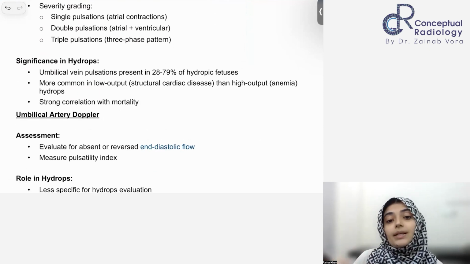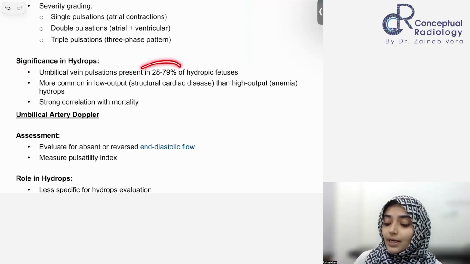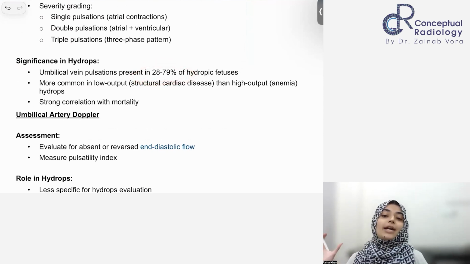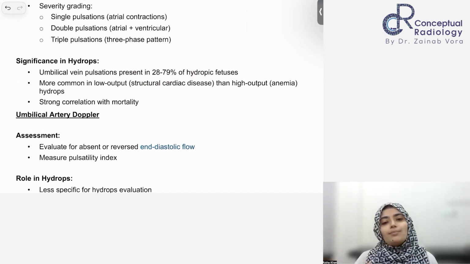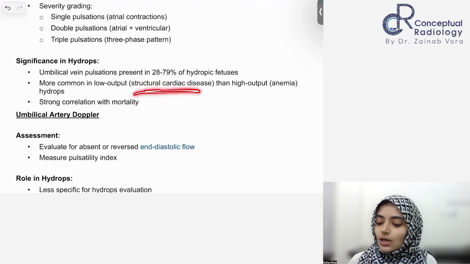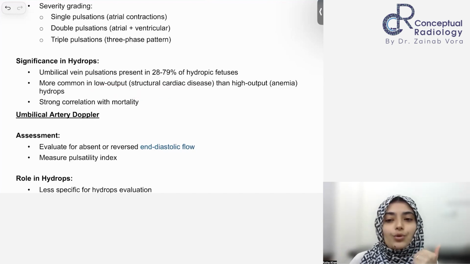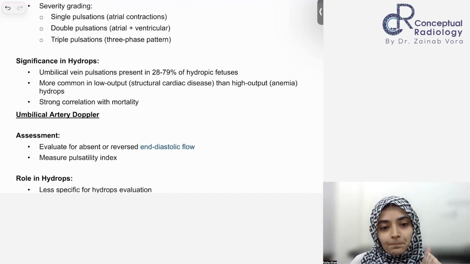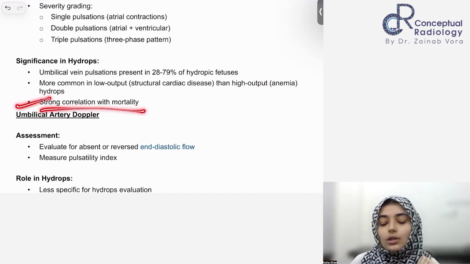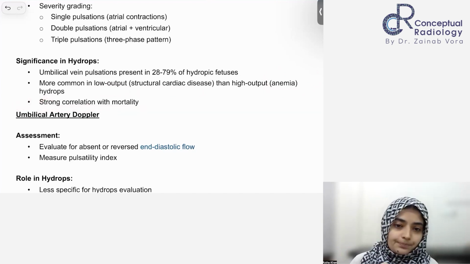So what is the significance of umbilical vein Doppler per se in a case of fetal hydrops? It can be present in 28 up to 80% of hydropic fetuses. That means it's a good thing that after looking at your MCA and ductus venosus, you can just quickly put on the flow and check the waveform of the umbilical vein as well in cases of fetal hydrops. Now, this will be more common in structural cardiac diseases having low output cardiac failure as compared to cases related to anemia. And this also shows a strong association with mortality.